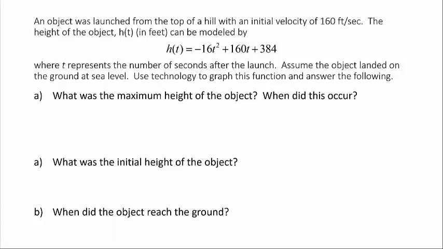So the leading coefficient of this quadratic is negative, which means that it's going to open down and have a maximum. So it's asking us what's the maximum height of the object? When did this occur? So when we graph this, we should see a maximum point. We want to know what the initial height of the object was when it was launched, and also when did the object reach the ground. Okay, so let's go to Desmos and graph this function that we're given.